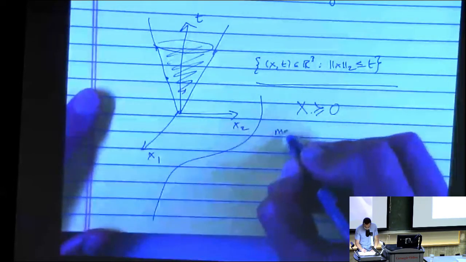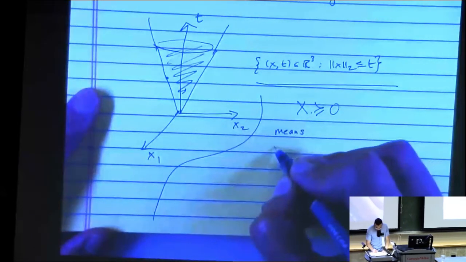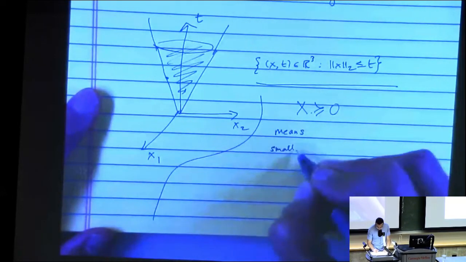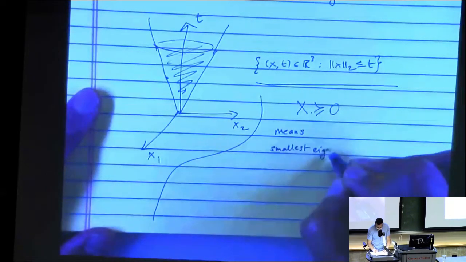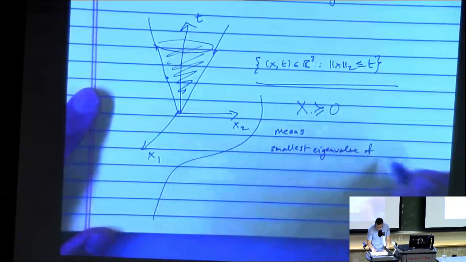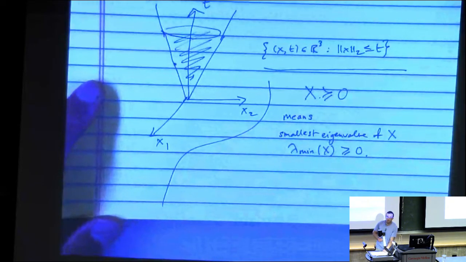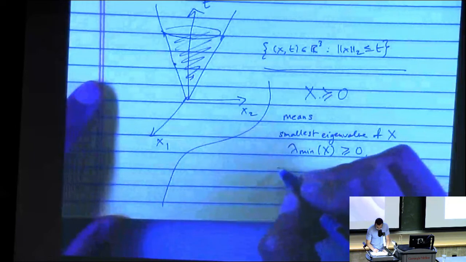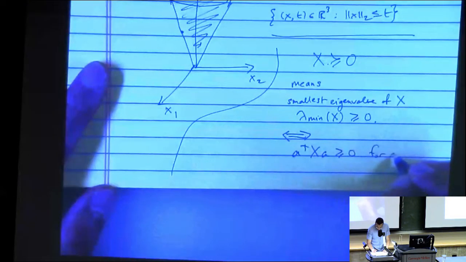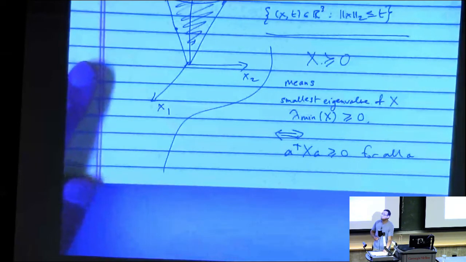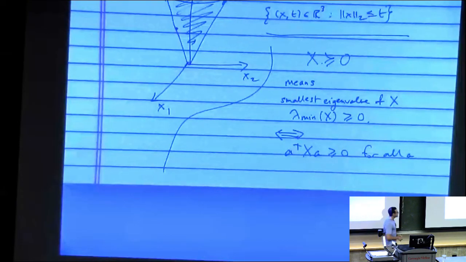This means that the smallest eigenvalue of x, which sometimes we'll denote by lambda min of x, is non-negative. It equivalently means that A transpose XA is non-negative for all A. Two equivalent definitions for positive semi-definiteness. Okay.